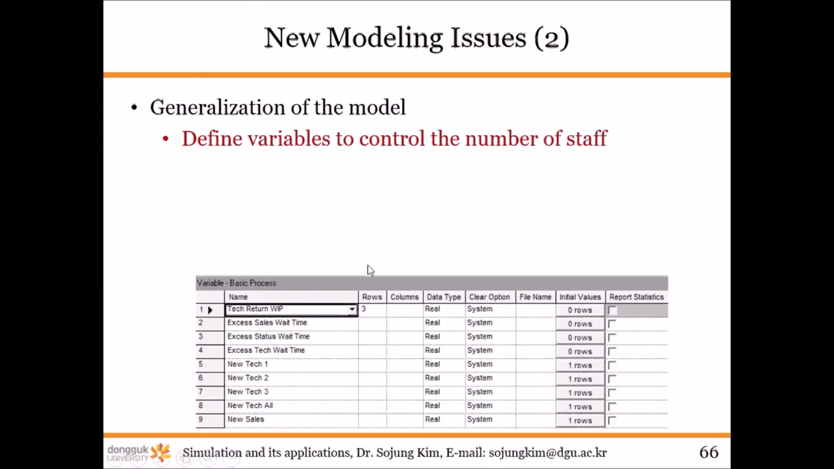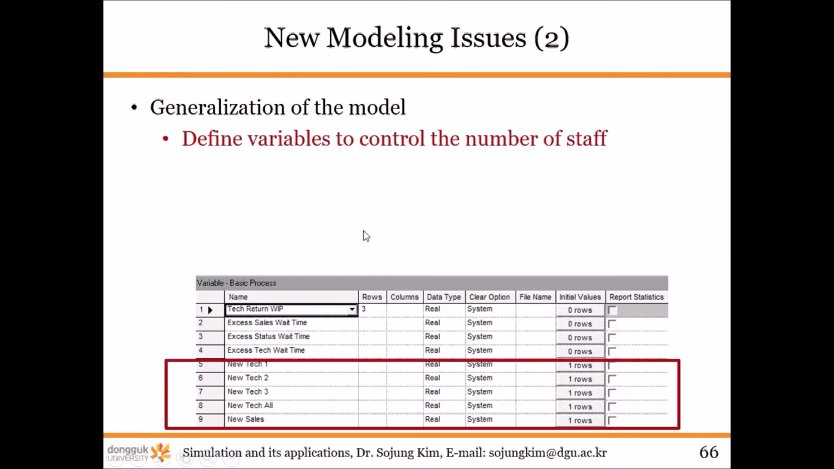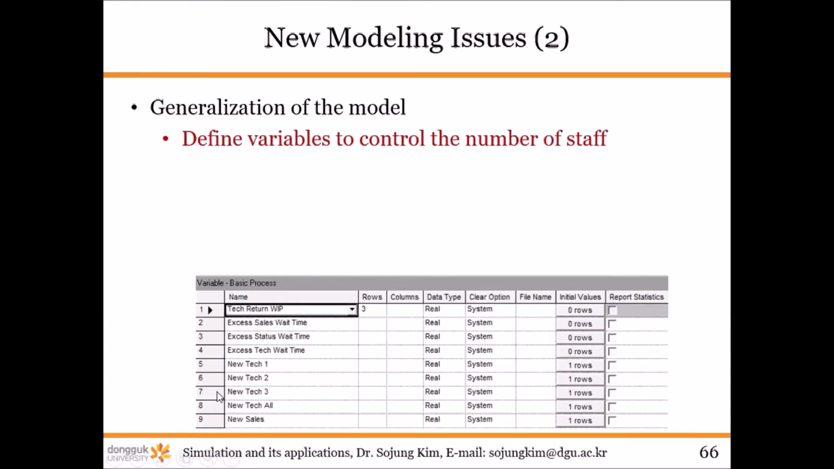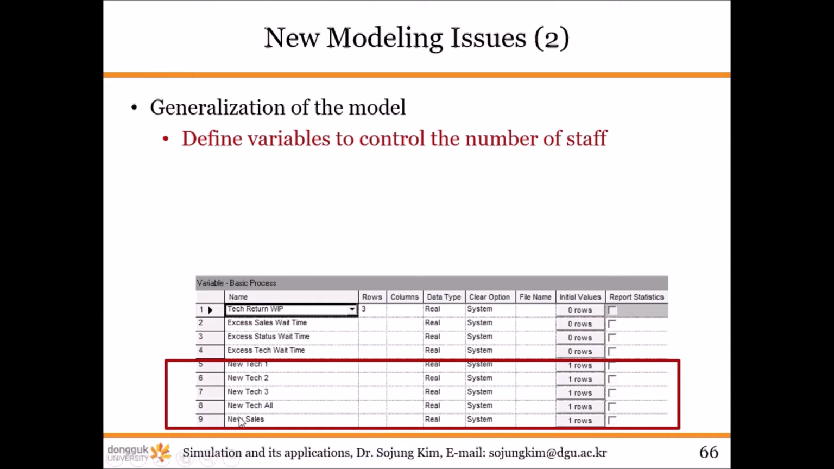Okay, so also in order to find the appropriate number of staff, you can define variables to control the number of staff. So let's generate variables. You can generate these 5 variables.